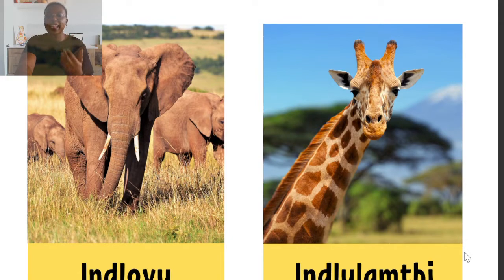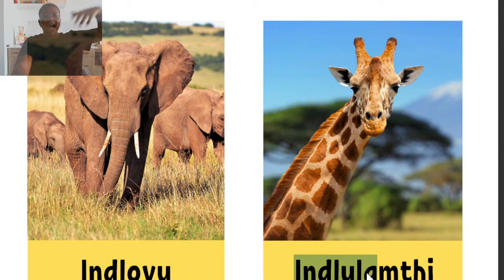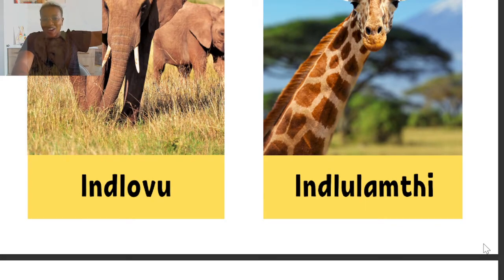Indlovu. And then we have indlulamti for a giraffe. Now, I love this because umti is tree. And indlula, to dlula means to pass. So it's literally using the image of a giraffe and it's indlulamti. It's like it's so tall it passes a tree. So we're going to call it indlulamti.